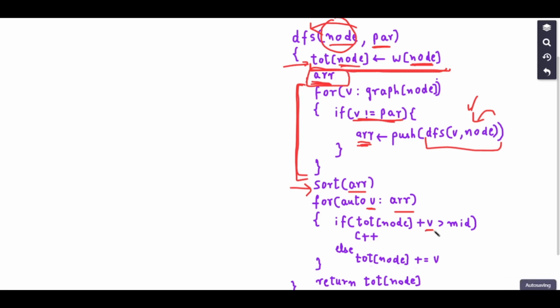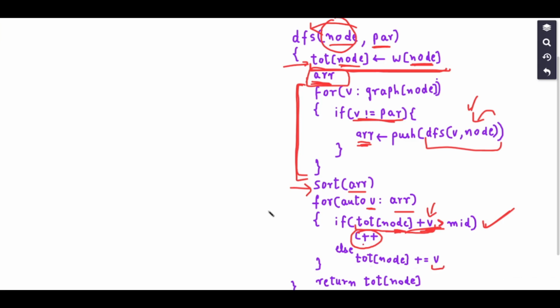I check if I can include that component by simply adding the weight of the current component to the weight of the node that I have. If this exceeds the mid, then I have to make a cut here. I have to remove that edge, and that's what I'm counting here. C is representing the number of edges that we have removed. I can't include this child into the current subtree because it's exceeding the mid, so make a cut here. Otherwise, include this child into the current subtree.